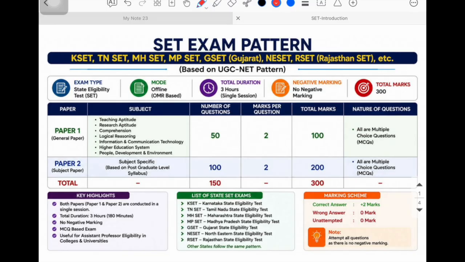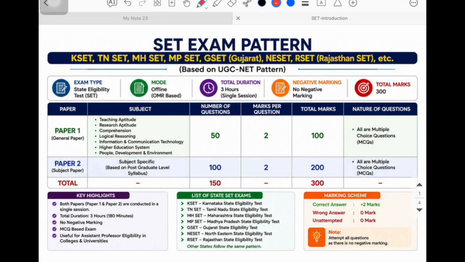Hello everyone. So this is our first class related to our SET course, and in this class we are not going to discuss any subject-related topic, but we are going to discuss the general SET examination. What is the question pattern of the SET examination, who can write it, and after qualification what you will get. These are the things that we are going to discuss.